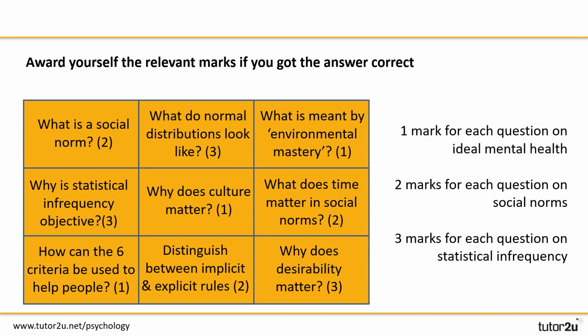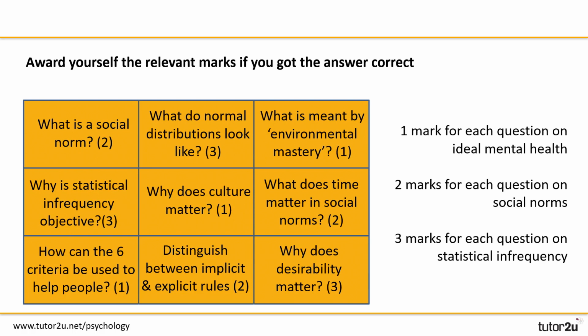What is meant by environmental mastery? So the ability to adapt to change. Why is statistical and frequency objective? So your answer wanted to revolve around the fact that it takes a mathematical approach to define an abnormality, and it uses quantitative methods rather than subjective opinion and perceptions. Why does culture matter? Well, because cultures have their own norms and traditions and beliefs about behaviour and normality.